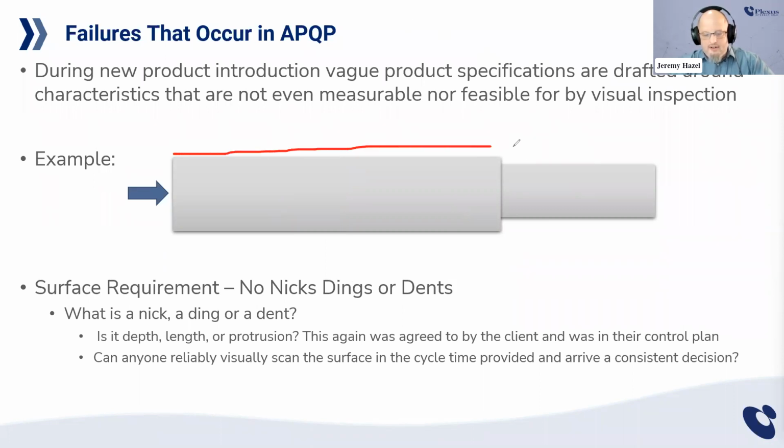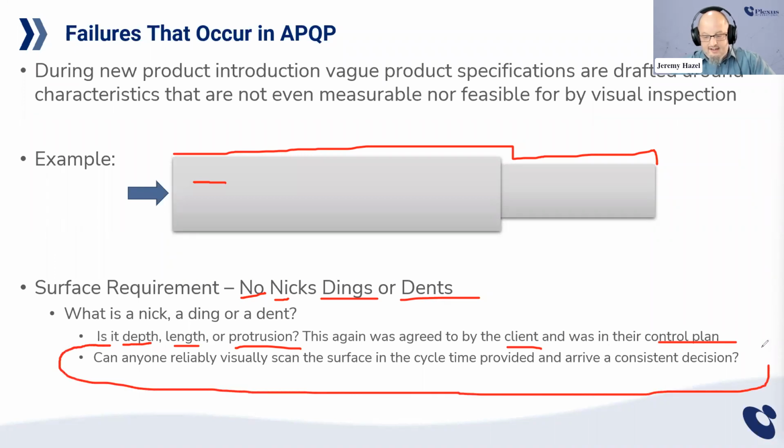We used to turn down different tubes, and we had a requirement: no nicks, dings, or dents. So if you are looking at no nick, ding, or dent, if there is an imperfection here, is it the depth of the nick, the length of the nick, the lack of protrusion above the surface of the nick? This was agreed upon by the client and was in their control plan. Now, again, under the cycle time that they had, can anybody scan the entire 360-degree surface of this tube and then determine whether or not one of these is present?